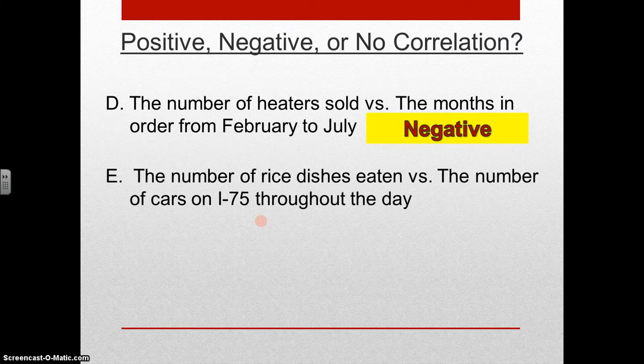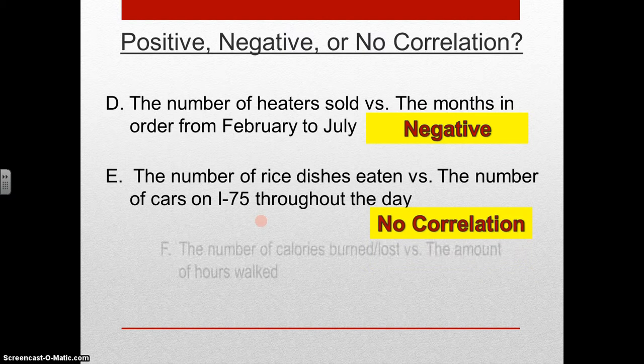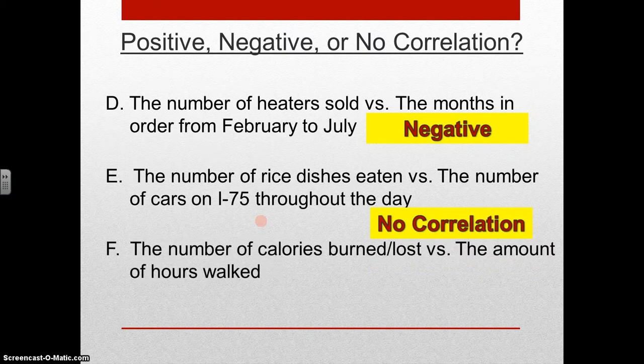The number of rice dishes eaten versus the number of cars on I-75 throughout the day. Do they have anything to do with each other? No, so there's no correlation. And the number of calories burned or lost versus the amount of hours walked. Well, the more walking you do, the more calories you're going to burn. So they're both going in the same direction, so it is a positive correlation.